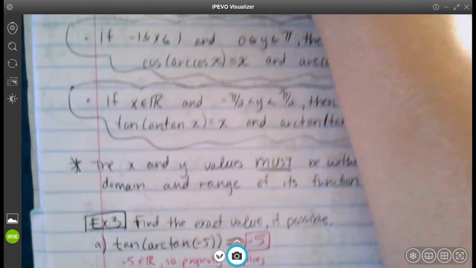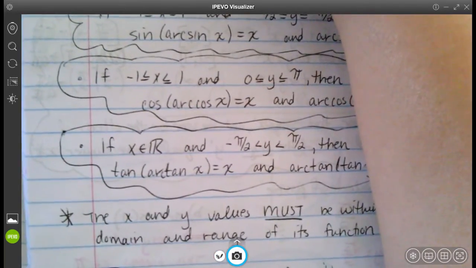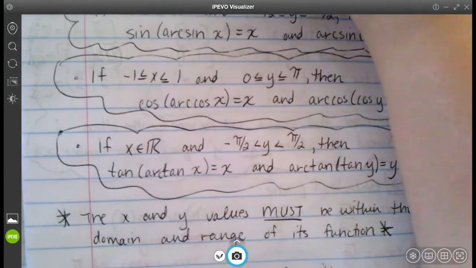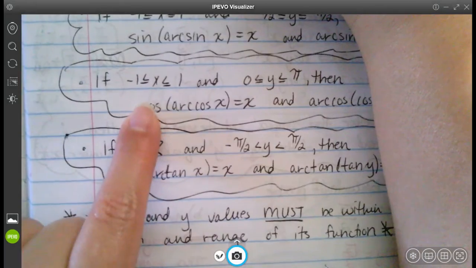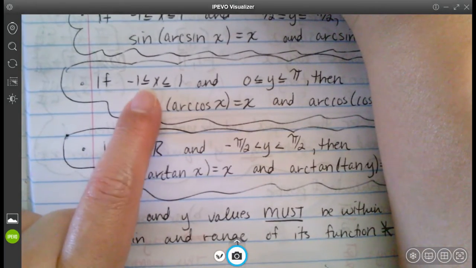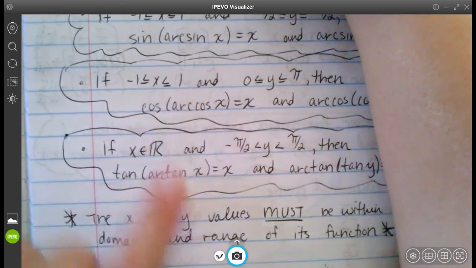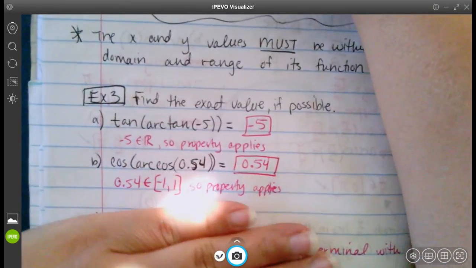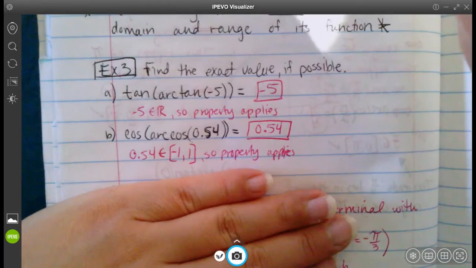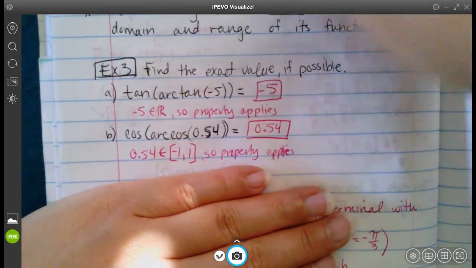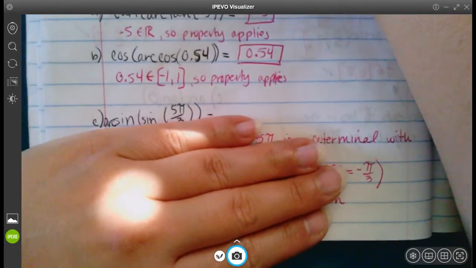So now we're going to look at cosine, and we're going to see if 0.54 falls within my domain here. So 0.54 is definitely between -1 and 1. So I'm going to say that, yeah, this one applies as well. 0.54 is part of the domain, so the property applies. So it's just the same answer. And I think we're on the last one.